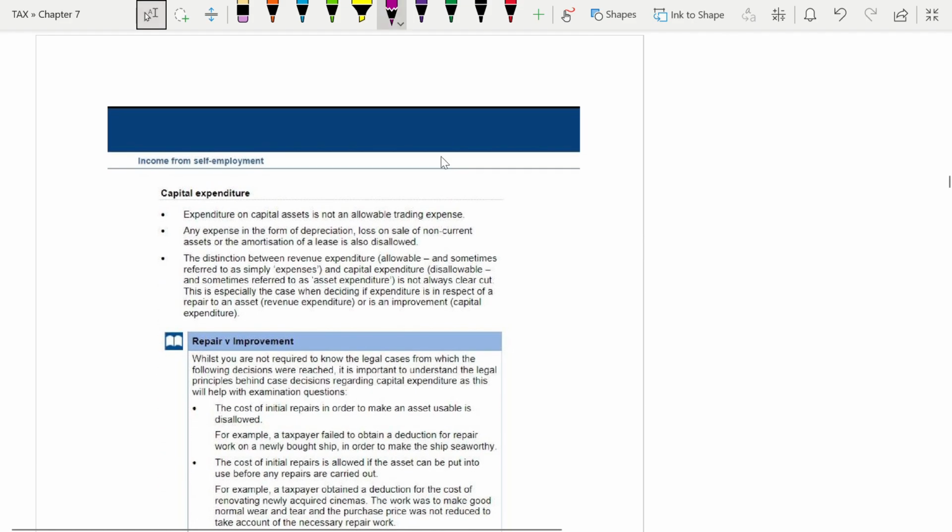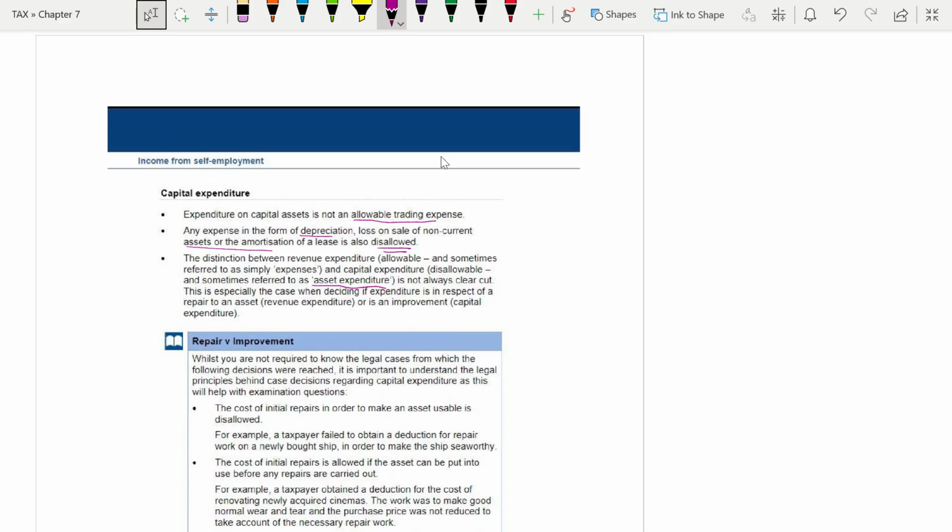Capital expenditure on capital assets is not an allowable trading expense. Capital means more than 1 year, so it is not allowable. An expense for depreciation or loss on sale is also disallowed. The distinction between revenue, which is allowable, and capital, which is disallowable, is sometimes referred to as asset expenditure. Asset expenditure is not allowable.